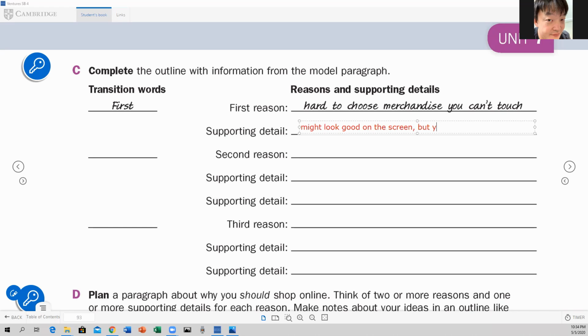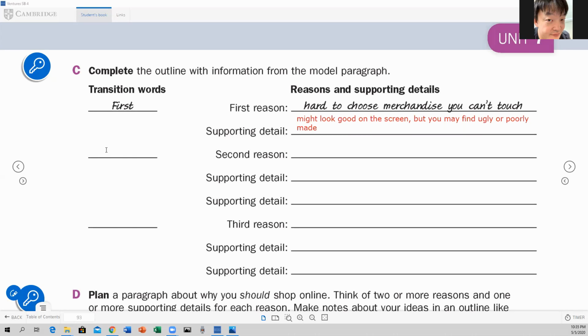you may find ugly or poorly made. Remember, on the screen, everything is perfect, right? On the screen, everything is perfect, but once you receive it, oh, it's not what I wanted. So that's the supporting detail, okay? So let's go to the next one. Let's do it slowly, okay?